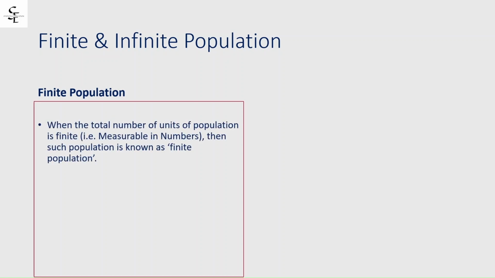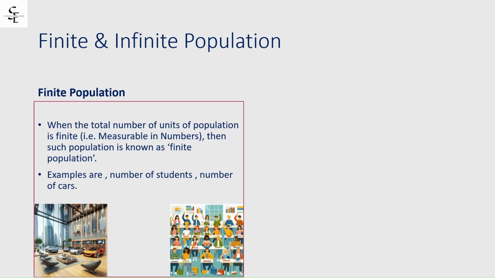Now let's learn about the types of population. Population can be of two types. One is finite and the other one is infinite. Let's start with finite population. When the total number of units of a population is finite, that is, it can be measurable in numbers, then such population is known as finite population. For example, number of students, number of cars. So here, you can count the number of students, right? Thus, it is known as finite.